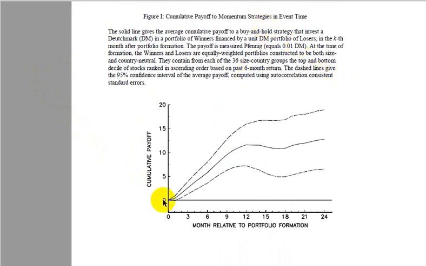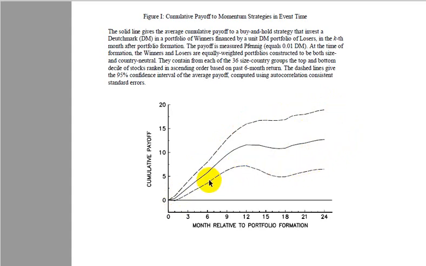So here we have a figure that shows us the cumulative return of buying winners and selling losers portfolios. That's this solid line here. So we see, as we found in the prior table, the cumulative balance or return goes up for about 11 months and then sort of levels off. And these dotted lines are a 95% confidence interval.